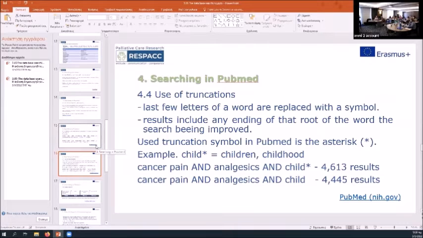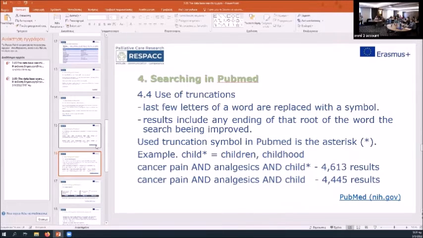Then the other thing that we can do is use the so-called truncation. In PubMed, it means putting an asterisk. For example, I don't know how it is really spelled in the article: child, children, childhood. Pediatrics would go to synonyms, and I have to build it in with an OR.